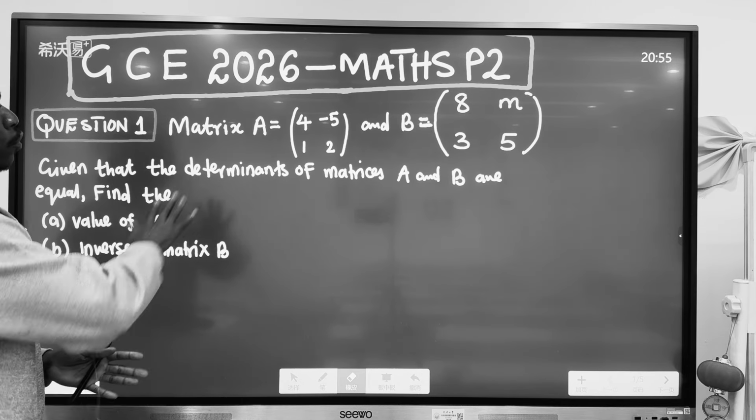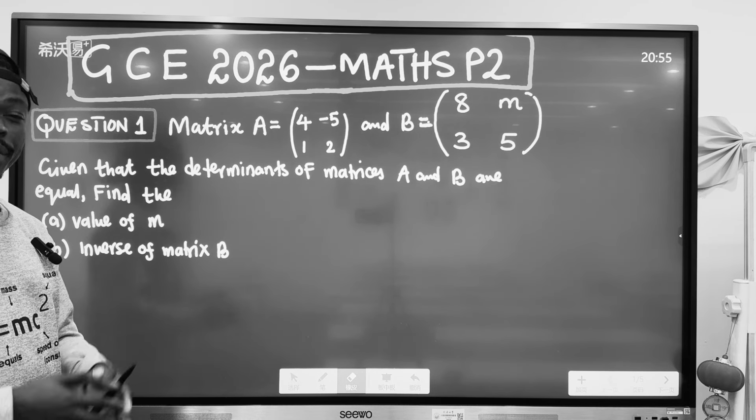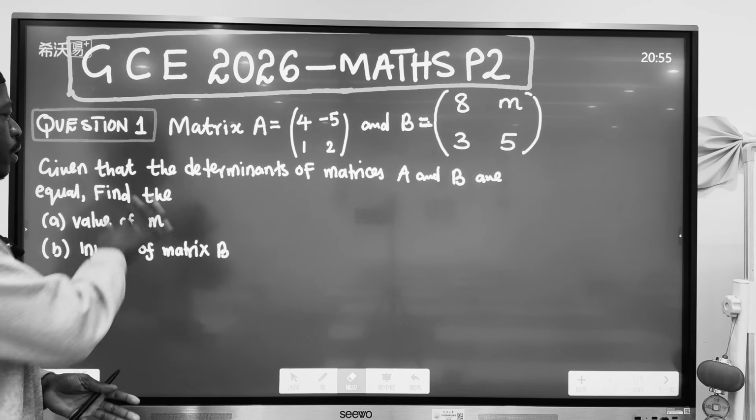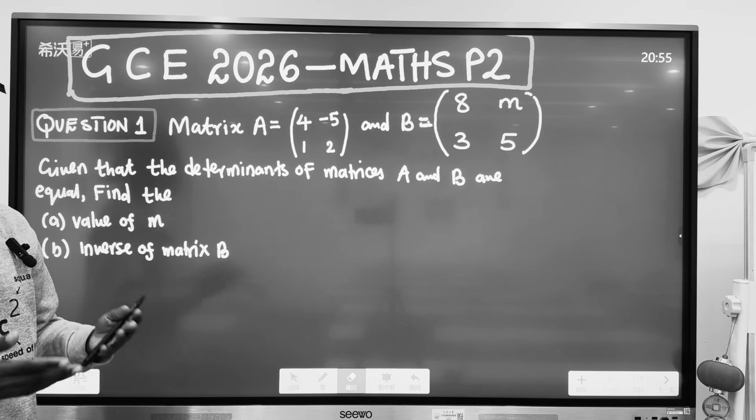So this is a topic that comes every year. So we expect a topic called matrices in Mathematics Paper 2, okay? So let's see what we are supposed to do in this particular question.